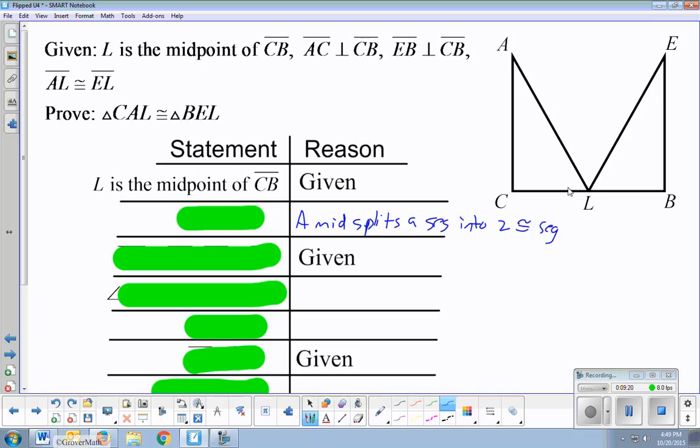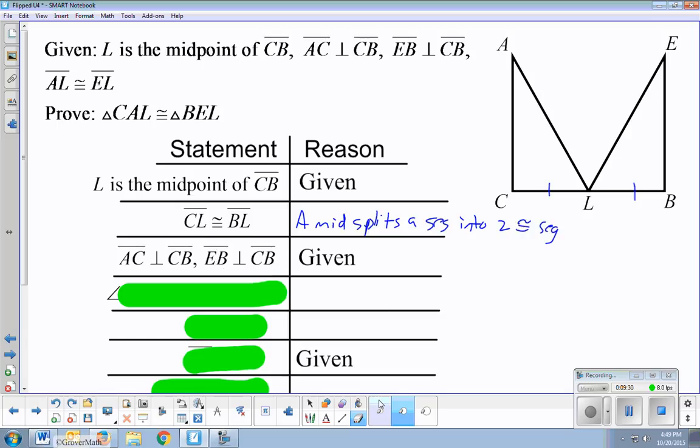Let me mark it on here. There's a side congruency here from our midpoint, and we have CL congruent to BL because of that. The second given was the perpendicular given. And that meant that if this is perpendicular to that, then that's a right angle. This is perpendicular to that, that's a right angle. And so angles C and B are right angles, and that means they're also congruent.